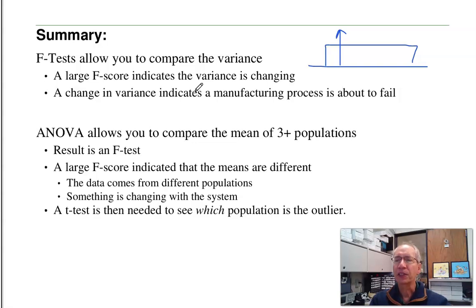The analysis of variance results in an F test, and a large F score indicates the means are different, meaning the data came from different populations or something's changing in the system. T-test is then needed to find out which population is the outlier. So that is lecture number 31 for ECE 341, F test and analysis of variance.